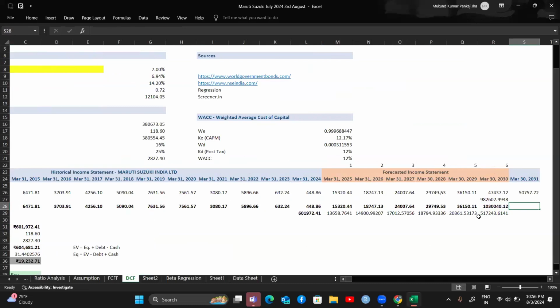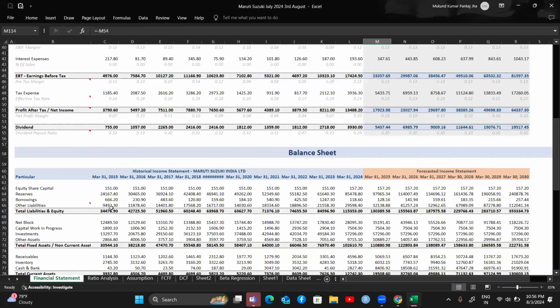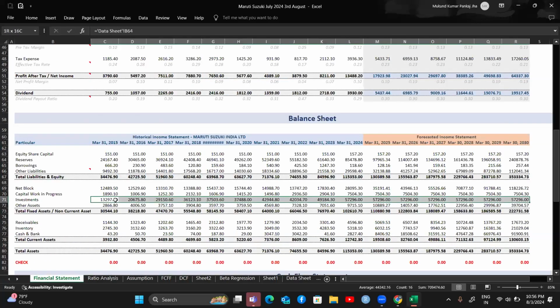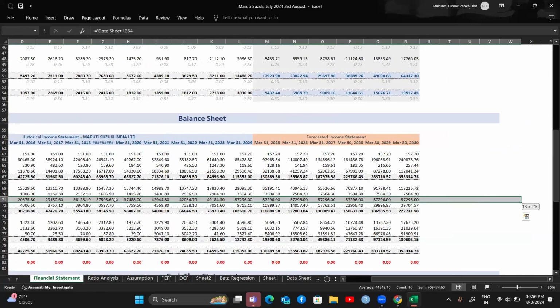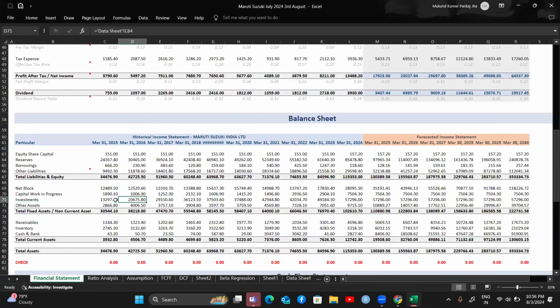Investment in the model: as the company is holding the same investments across the forecasted years, it continues to receive the same interest on it in the cash flow statement. Let me see. Investments 57296. Capital work in progress, other income.